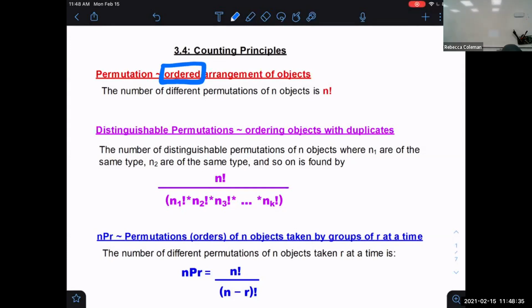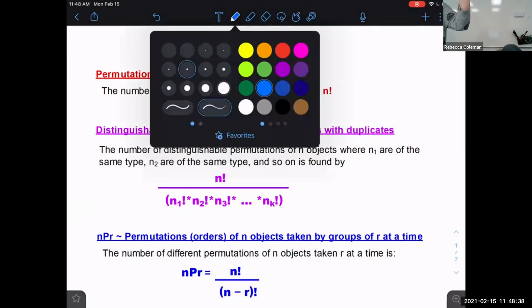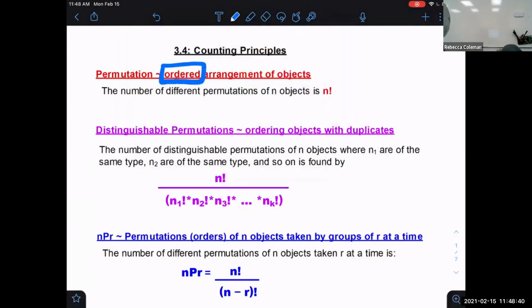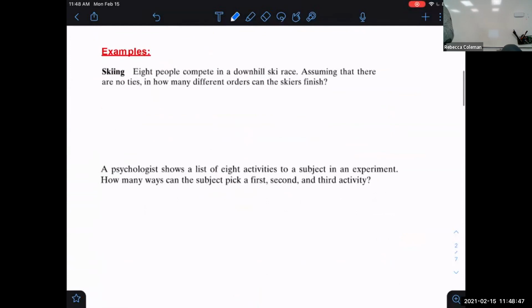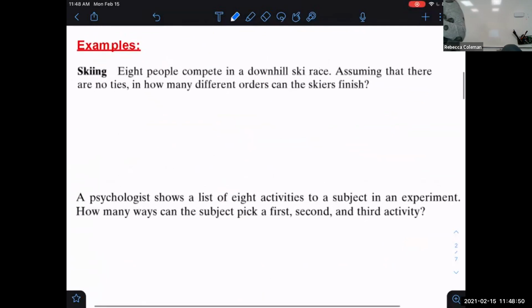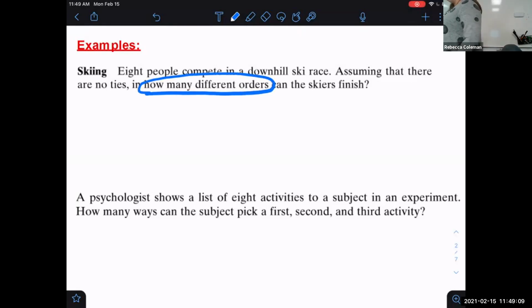So again, I always think it's easier to start with the example and then go back to talking about what the formula says. That's what I want us to do here. We're going to come back and hit on each one of these, but I want to start by looking at when each one would be necessary. So let's start with our first example. We have a situation where 8 people are competing in a ski race. Assuming there can be no ties, the question here says, notice it's counting, how many different orders are possible?